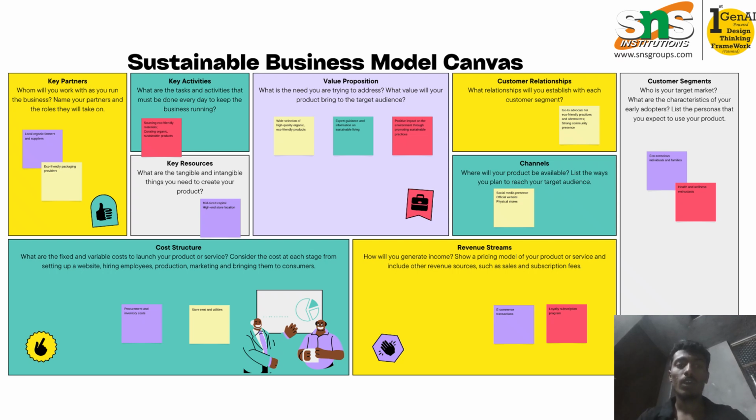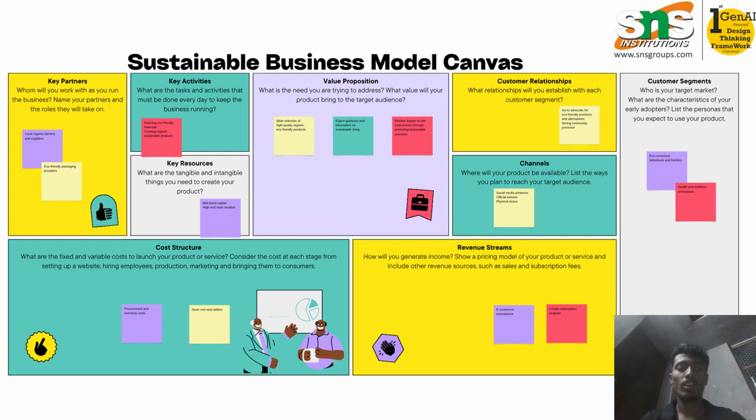Key activities. What are the tasks and activities that must be done every day to keep the business running? This describes the most important actions a company must take to operate successfully. The canvas asks what tasks and activities must be done every day to keep the business running.